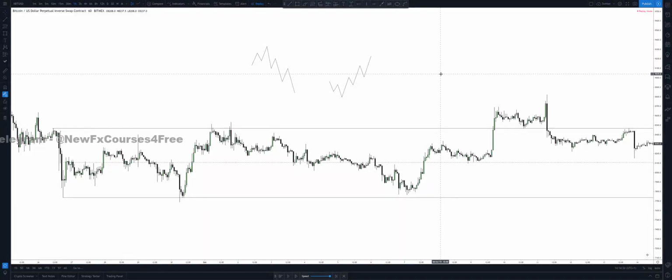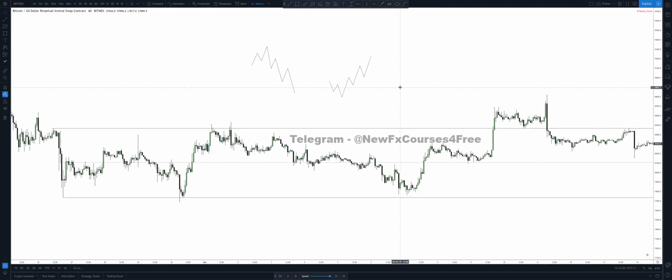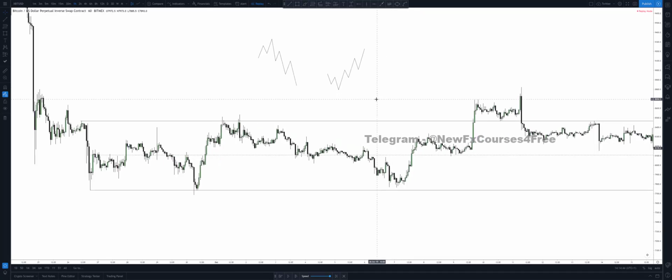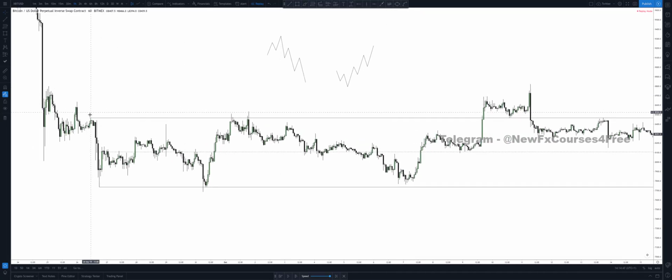Alright guys, so this video is going to be about ranges, how I mark them out and how I trade them, and how you can obviously trade them as well. When marking out a range, I tend to mark out the last swing high and the swing low. What works for me is if I see price wicking through but failing to close above, this confirms my idea of a range high and a range low.